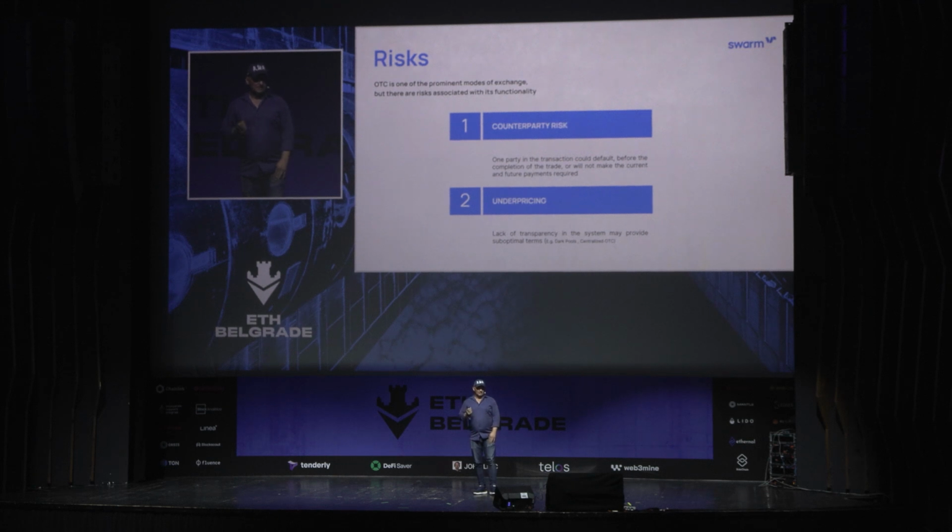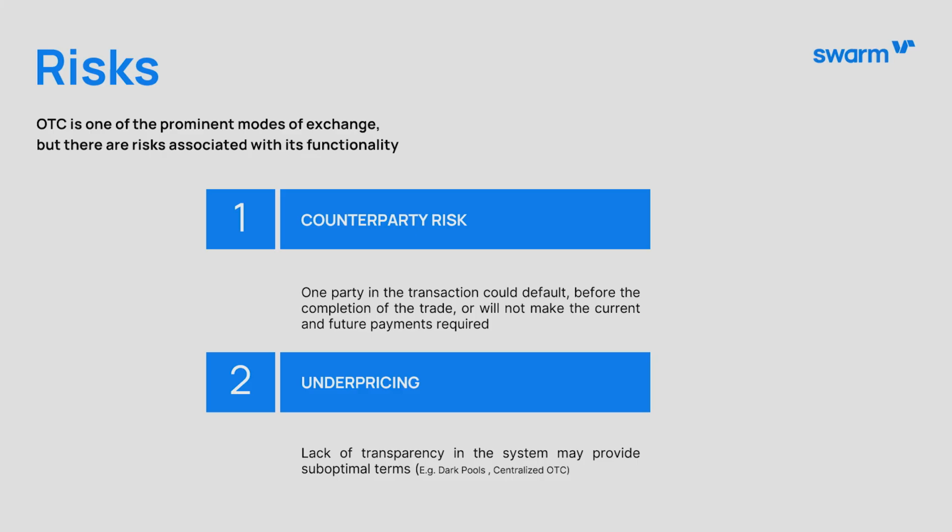So the risks, again, if you really think about what's going on there, the counterparty risk is huge. The thing you need to overcome is that you need to know that the other person is going to fulfill their commitment. So how do you do that? If you want to sell a bunch of tokens to someone for ETH, who's going to send the first transaction?